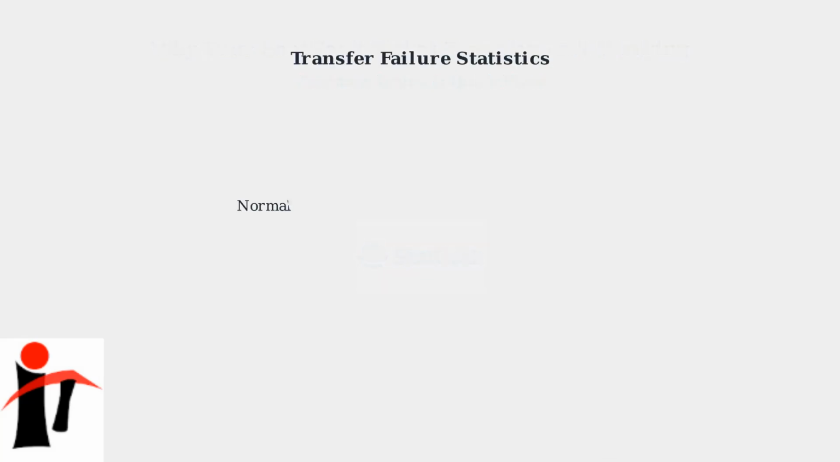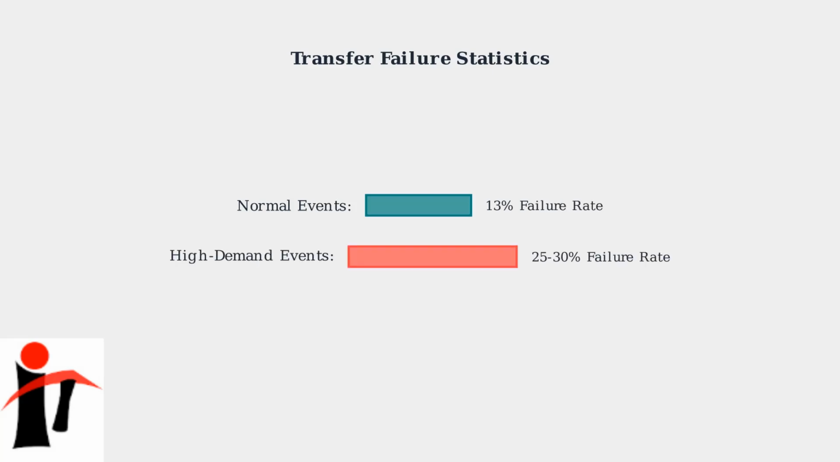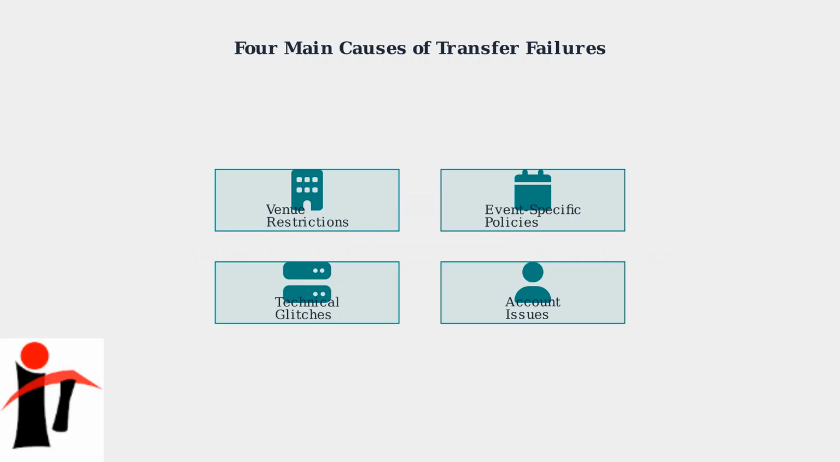Under normal conditions, about 13% of transfers fail, but during high-demand events like playoff games or major concerts, that number can spike to 25 or even 30%. There are 4 main reasons why your SeatGeek ticket transfers might be failing. Understanding these causes will help you identify and fix the problem quickly.